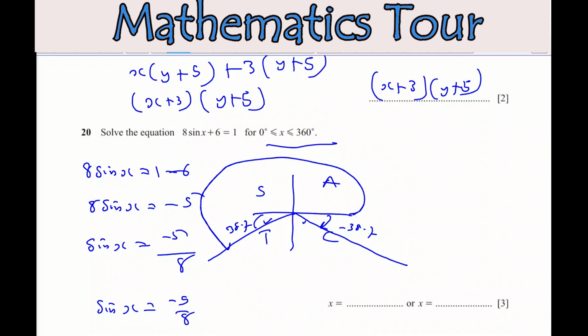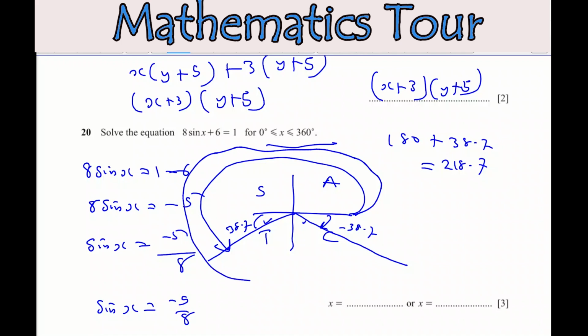The answer I need to get is from here up to this line. That will be the first one. So that will be 180 add 38.7, which is 218.7. The second one will be from here up to this line.